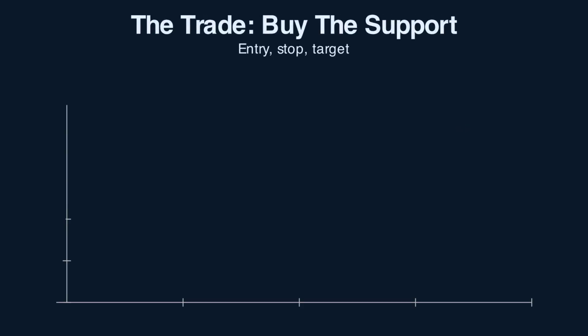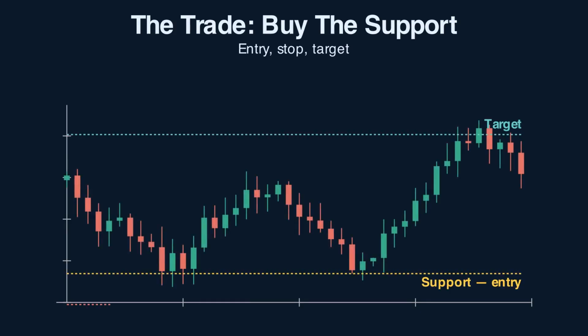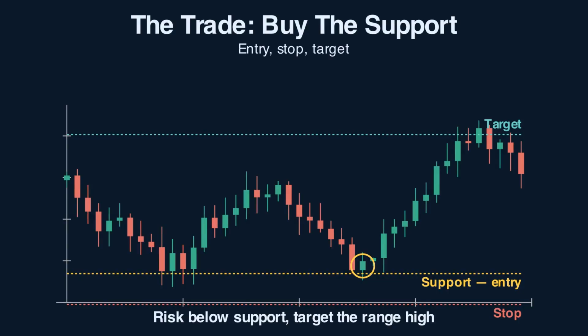Let's turn the level into an actual trade. Price falls back to support around 110, and instead of slicing through, it holds and prints a reversal. That's your entry right at the level. Your stop goes just below support, around 108, because if support truly breaks, you're out cheap. And your target is the other side of the range, the resistance up near 119. One clear level hands you the entry, the stop, and the target. The entire trade defined before you risk a cent, with reward several times your risk.